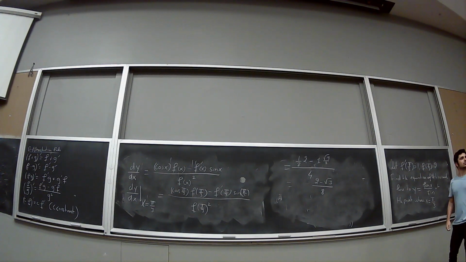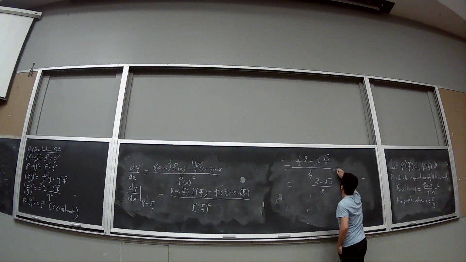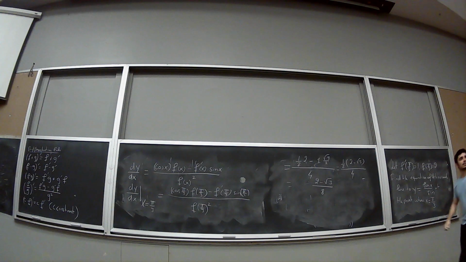Is that good? 2 minus root 3 over 8? Factor the half out. You get 2 minus root 3 over 4, right? Sure, you cancel the 1. You get 1 minus root 3 over 2 over 4. Are we good here? Okay, this is the slope of the tangent line.